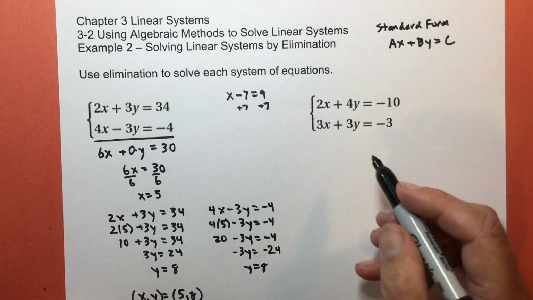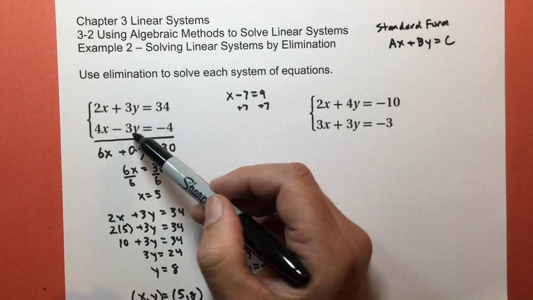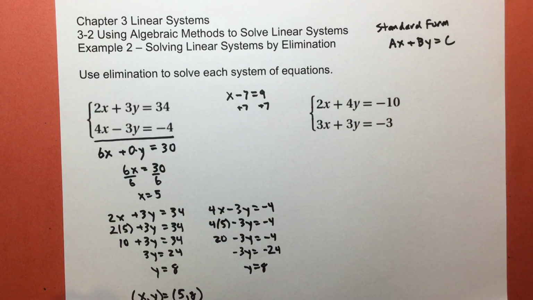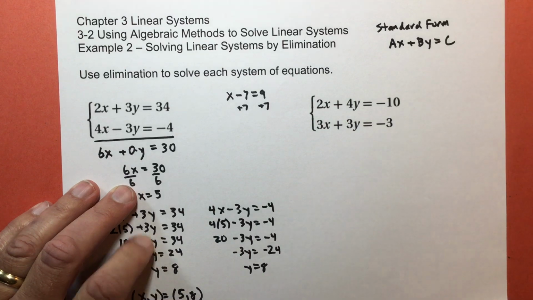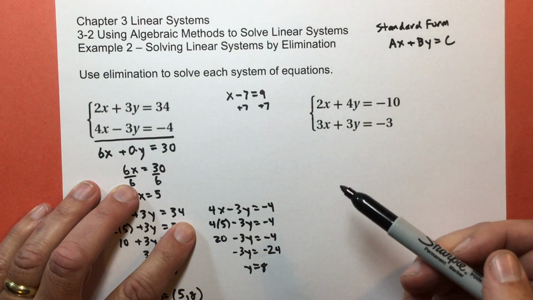So let's try this one. I have a problem with this one. Last time, 3y plus negative 3y, that was nice. It added up to 0y. I don't have that situation here. So I need to do something to make either the x's or the y's opposites of each other. And it doesn't matter which one you do. So I'm going to get the x's to be opposite of each other.